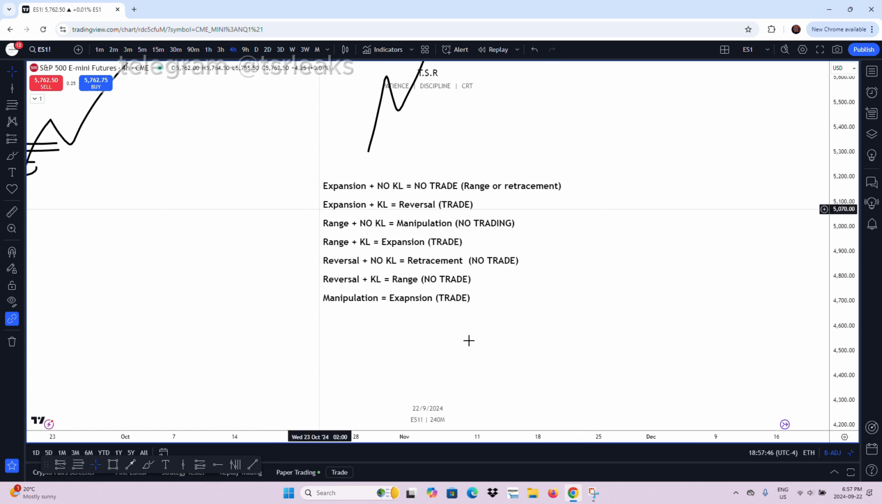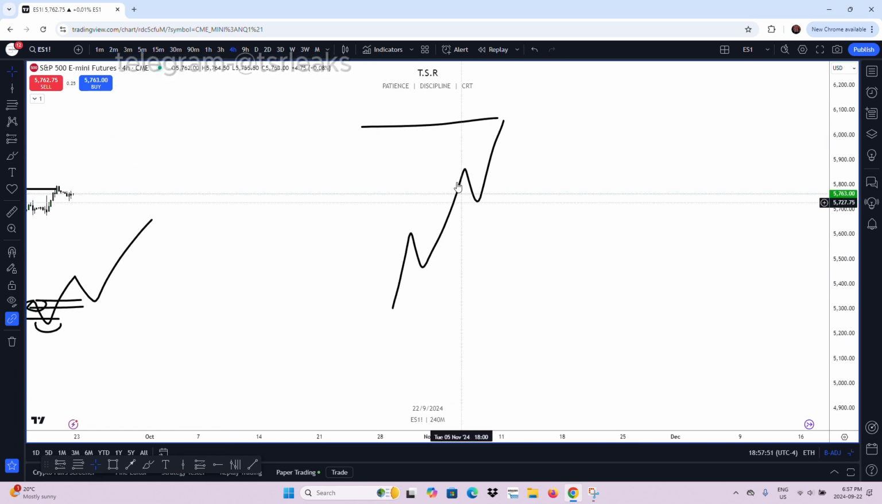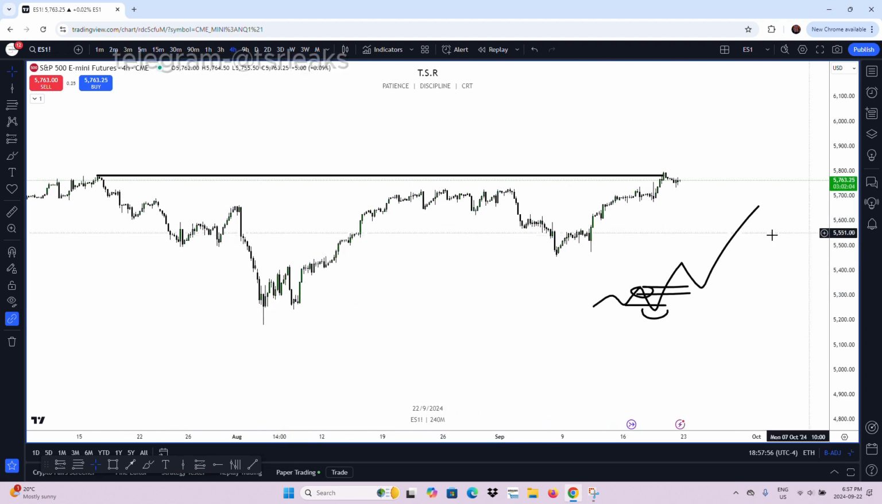Okay, so these are your market profiles. Write this down, keep that next to you when you're trading, study it, look for them on your charts.